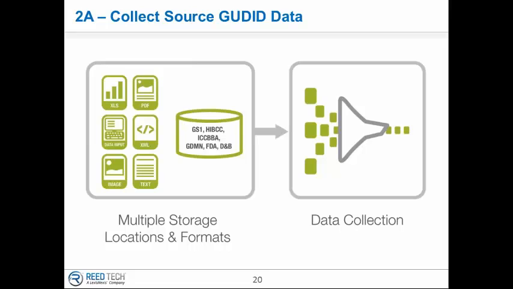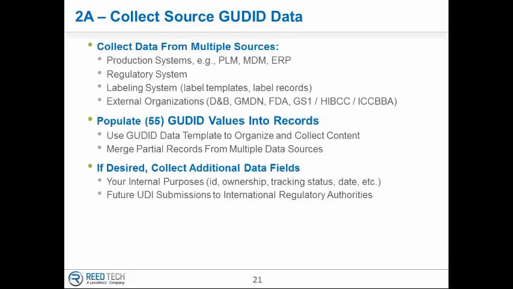This slide shows again, some more detailed examples with collecting data from production systems, PLM systems, ERP systems, any regulatory relations that you have, and also the external organizations. This data set requires DUNS numbers from Dun & Bradstreet, GMDN codes, the information from your issuing agency. And now with the 55 or so GUDID values in the records, we highly recommend using a data template to organize and collect this content.